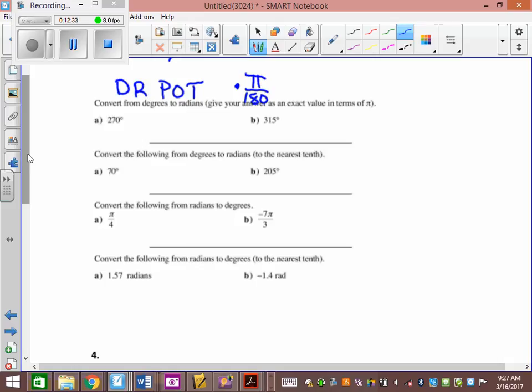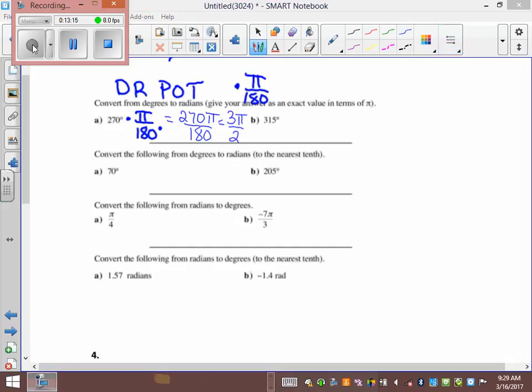So we're going to go 270 times pi over 180. So we would end up having 270 pi over 180. The degree symbols would go away because it's radians now. Then we would have to reduce that. What could we reduce 270 and 180 by? What could we take out of both of them? 90. If I take a 90 out of 270, I'm left with 3. The pi stays on the top over 2.